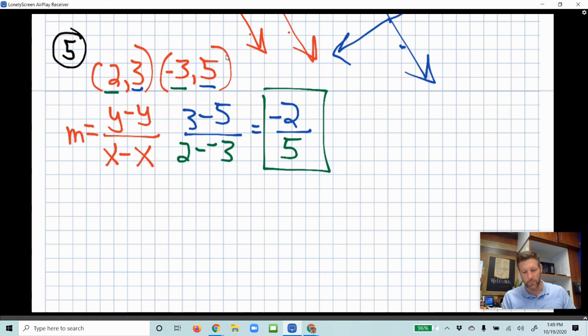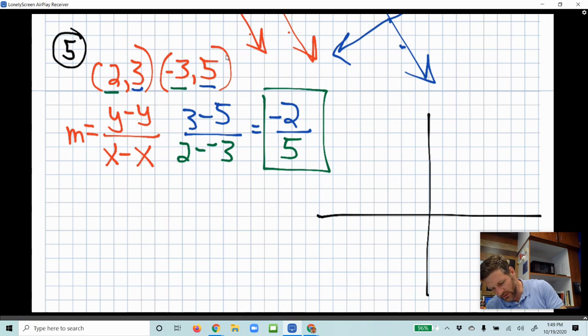Okay, and just before we end, I can confirm this visually by quickly graphing it. You do not have to graph it, but I want to show you how you can be perfectly confident that you're right. If I plot these 2 points and I go over 2, up 3, and then I go back 3, 1, 2, 3, up 5, 1, 2, 3, 4, 5. So there's my 2 points. And that forms a line like this.